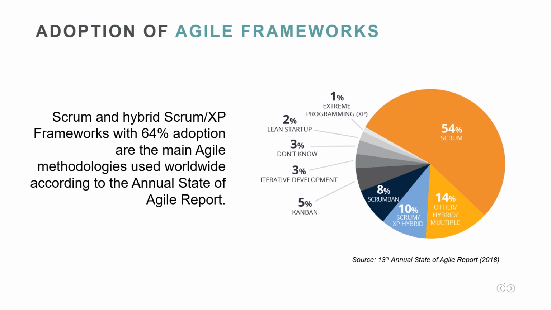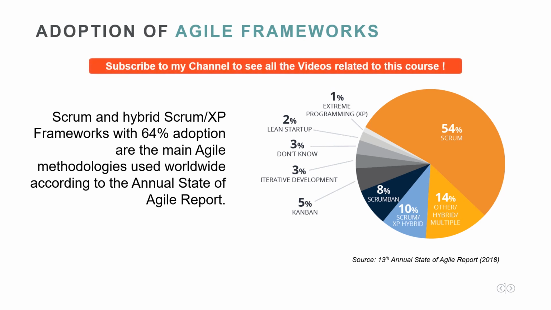Well, what is the adoption of different Agile frameworks and practices? Here, we are looking at statistics taken from the 13th Annual State of Agile report, a well-known yearly report in the Agile field. The evidence is that Scrum and hybrid Scrum/XP frameworks, with 64% adoption, are the main Agile methodologies according to this report. In particular, we have 54% Scrum adoption, 10% hybrid Scrum and XP adoption, 8% Scrum plus Kanban hybrid, 5% Kanban, and then we have all the others.